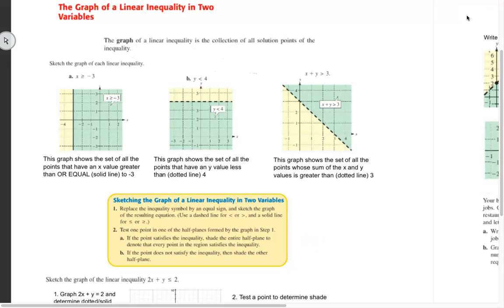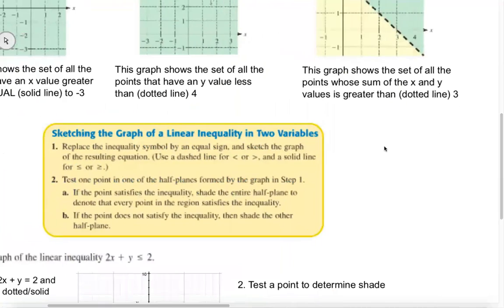Now, I would use the cover-up method in this form, because it's standard form, it's easy, right? Would I use the cover-up method if it was in y equals mx plus b? No. Okay? So, we know how to graph lines.